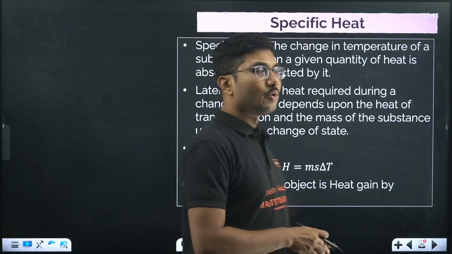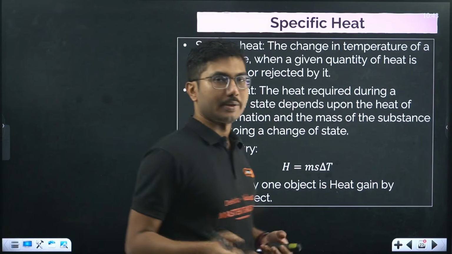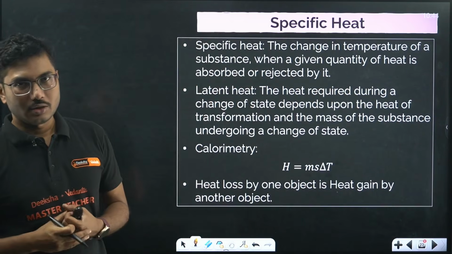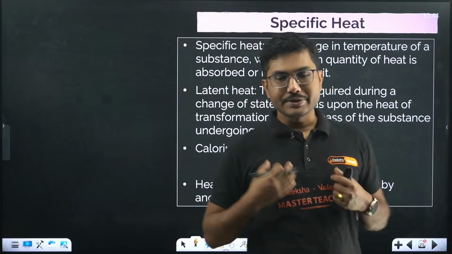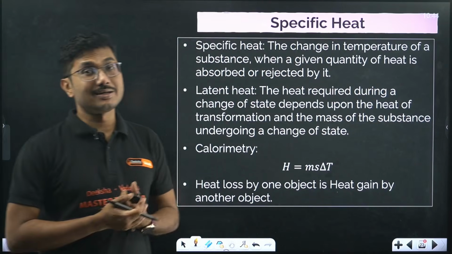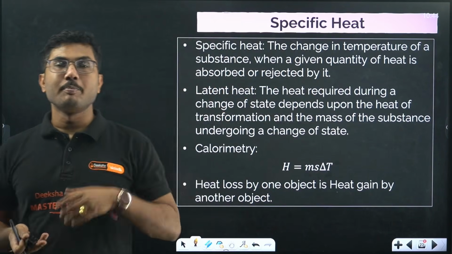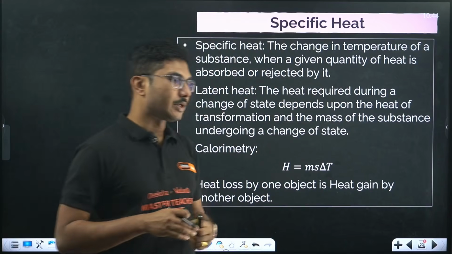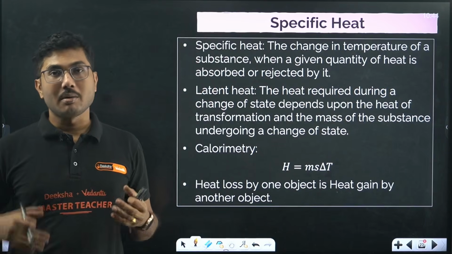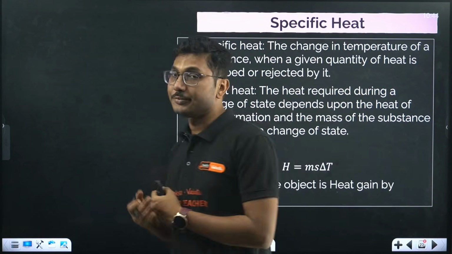So for example, you want to melt ice into water. You have to apply 80 calorie per gram of heat. That is called latent heat per gram. This is a fixed quantity for each object and concerning state. If you want to boil water from water to steam, you have to supply 540 calorie per gram amount of heat. So heat changes based on which state you are changing and which object you are changing.